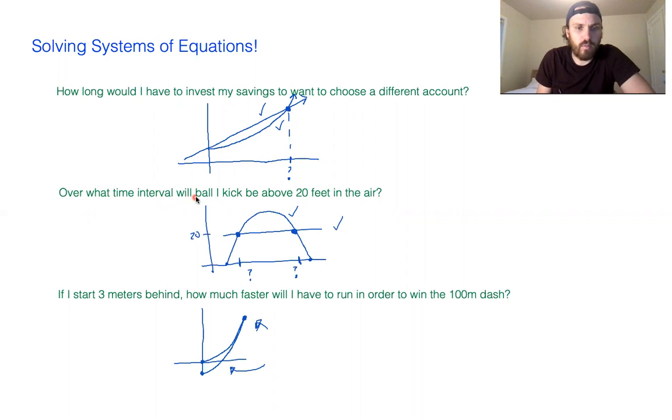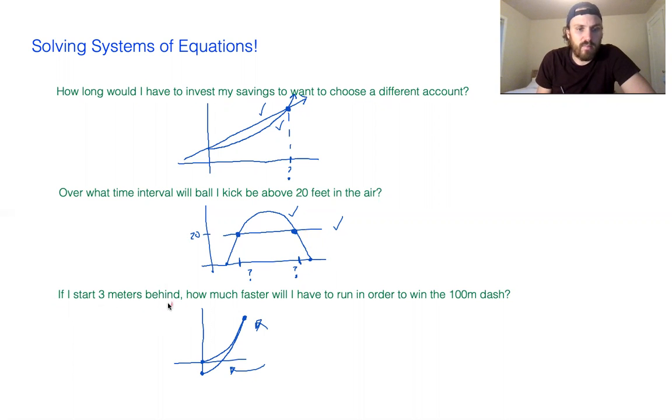Over what time interval will a ball I kick be above 20 feet in the air? I don't know why I'm missing the article there, but that's okay. So if you kick a ball up in the air, it goes up and comes back down. Let's say this is 20 feet right here. You could find the intersection of these 2 points and then decide what time interval, from here to here, the ball is going to be 20 feet in the air.